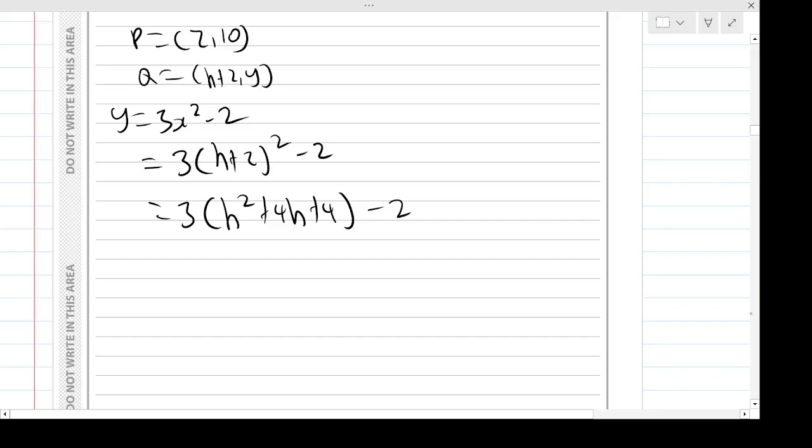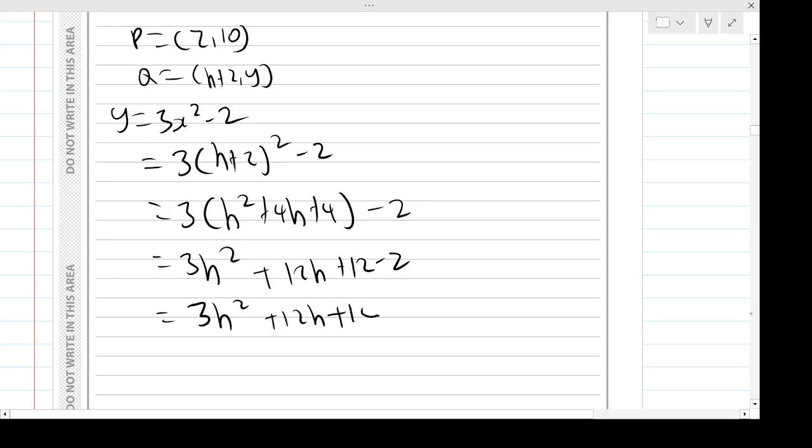Then we can expand it to get 3h squared, add 12h, add 12, take away 2. That is 3h squared, add 12h, add 10. Okay. So therefore my final coordinate for Q, so P is (2, 10), Q is (h plus 2, 3h squared add 12h add 10).